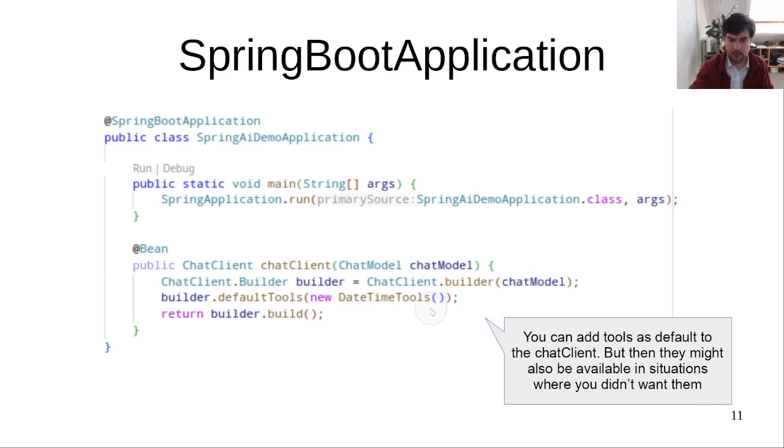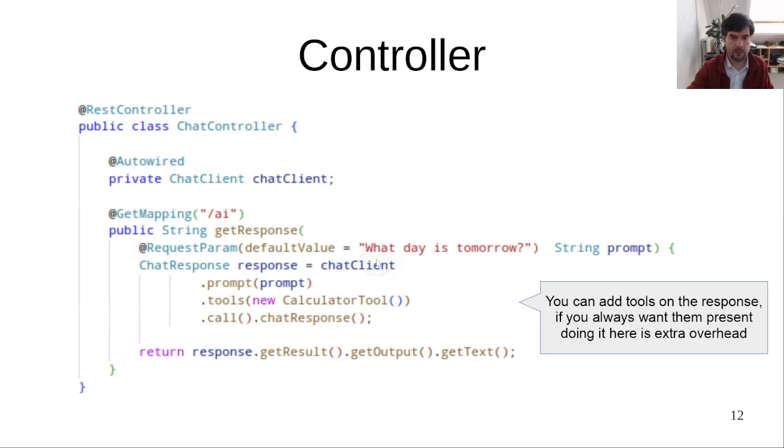You can also add them when you're making the prompt, right here. So when I'm making the chat client and the prompt, I can also add it here, tools. I'm adding the calculator tool here. The downside of doing it here is that if you have lots of calls to this endpoint, you keep on adding it again and again and again. So that's more CPU overhead, right? But you need to find where adding the tool makes the most sense for you.